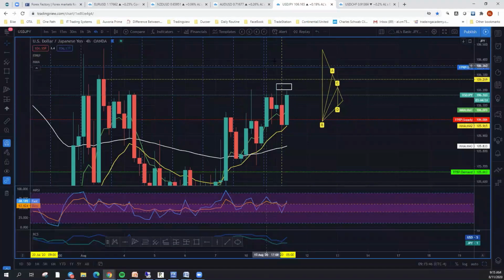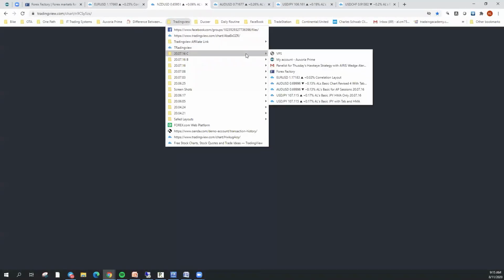Keep an eye on this US yen in the meantime. Let's see, where is my USD? Find a chart for this. It's almost identical to the Aussie USD. Is it? It looks like it. Yeah, they kind of go hand in hand a lot of times.